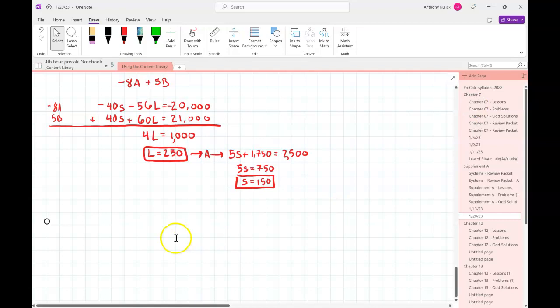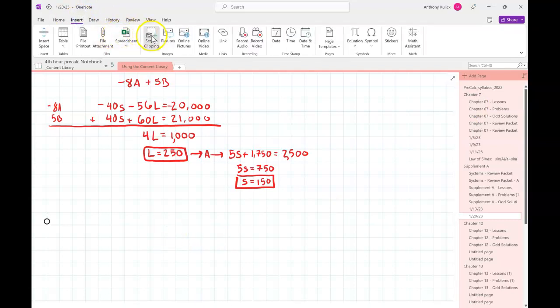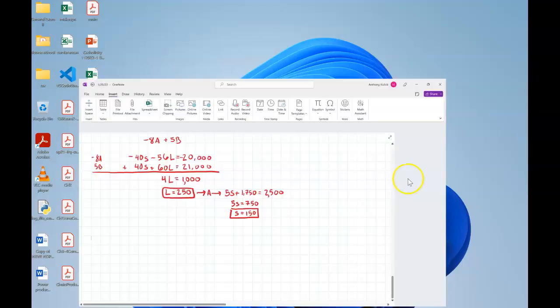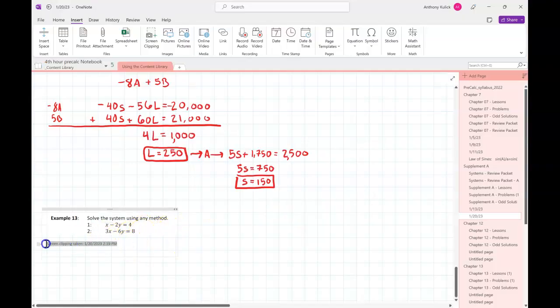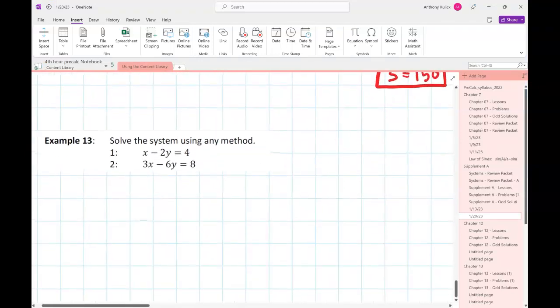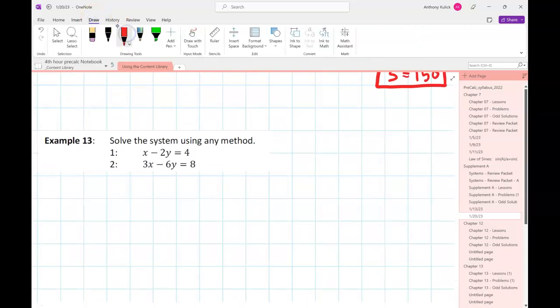Let's do another example. In this one, it says solve the system using any method. So does it matter whether I do substitution or elimination? No, it says I can use any method I want.